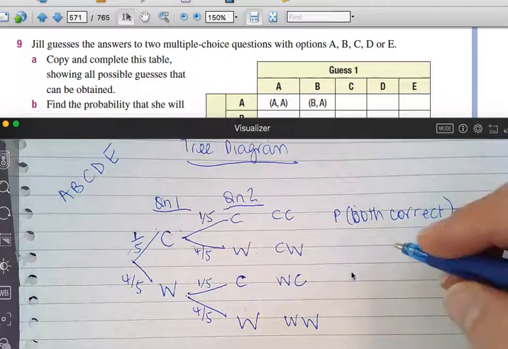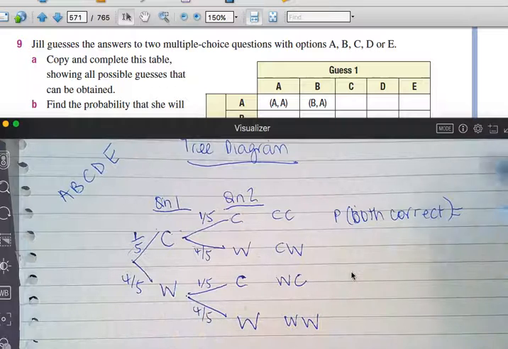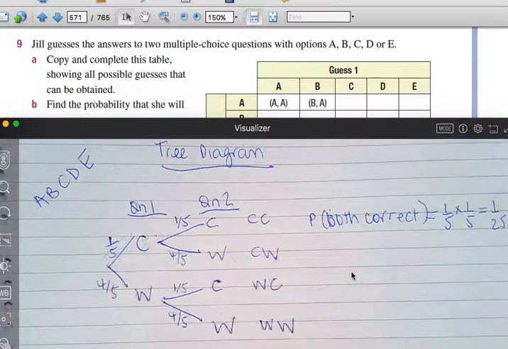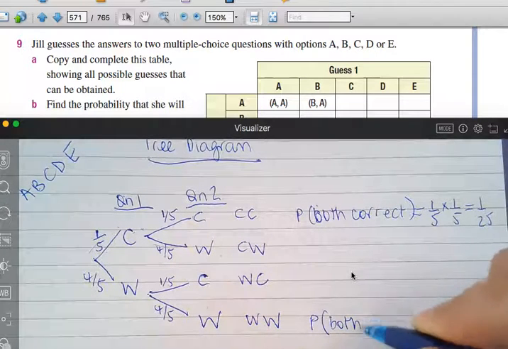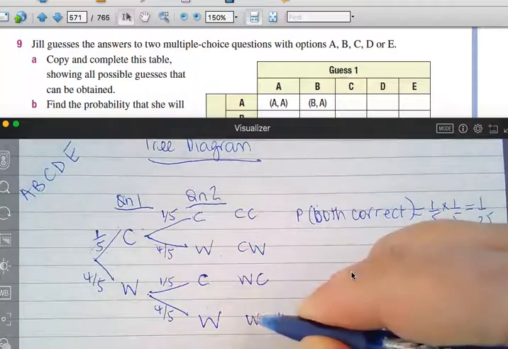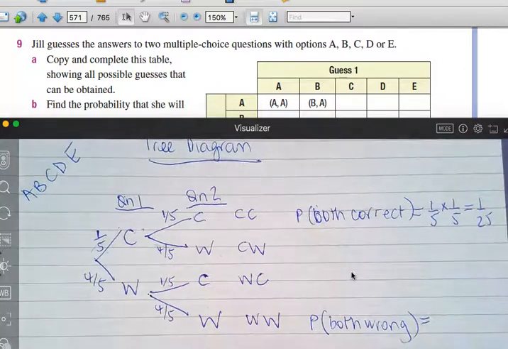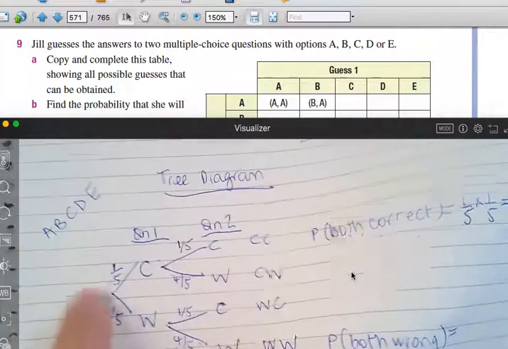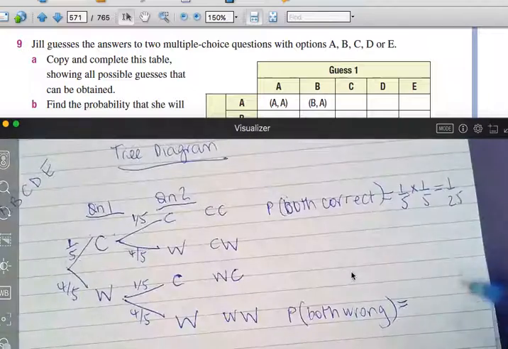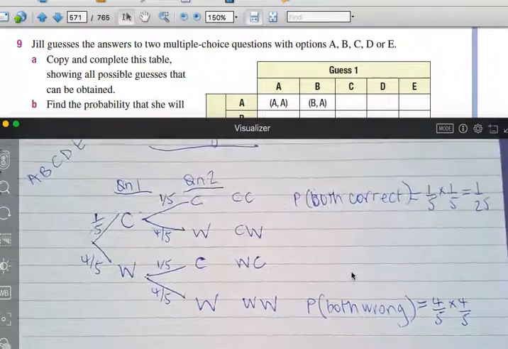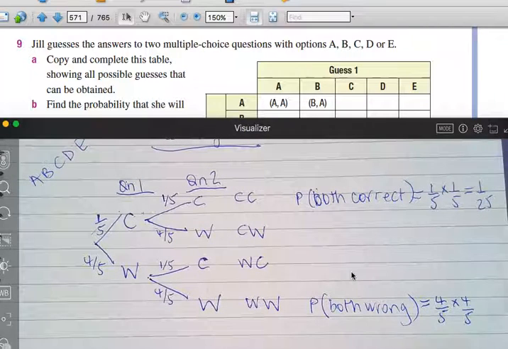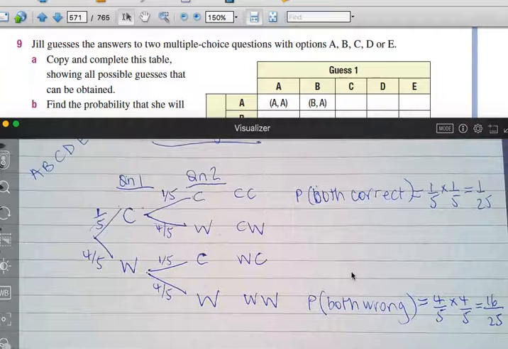All right, so what's the probability that they're both correct? You just get these two numbers and you multiply them. 1/5 times 1/5 is 1/25. Girls, what's the chance that you've got them both wrong? Which branch? Isn't that this branch? What do I multiply? Which numbers for both wrong? 4/5 times 4/5. So the chance that you'll get them both wrong, because there's a 4 in 5 chance in each question that you'll get it wrong, it's 4/5 times 4/5 is 16/25.